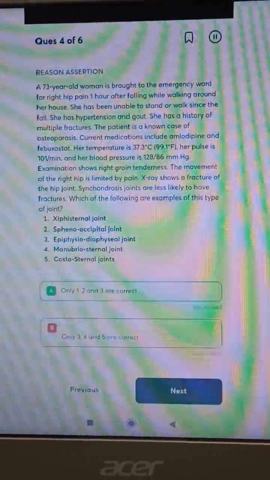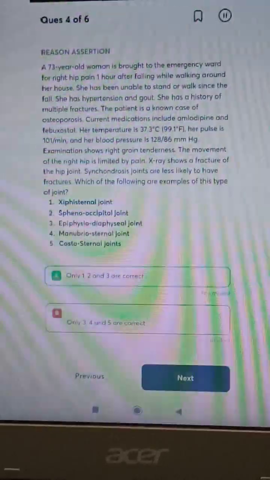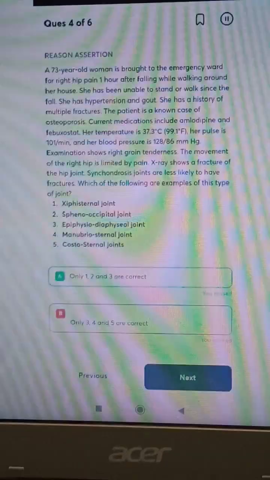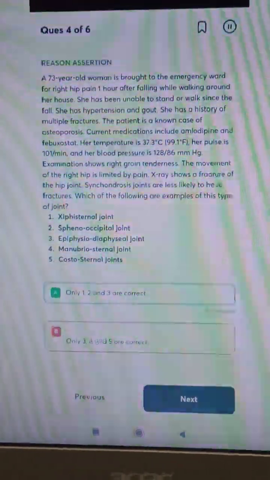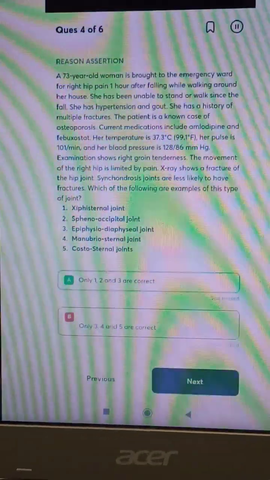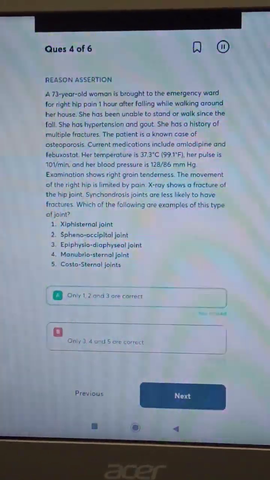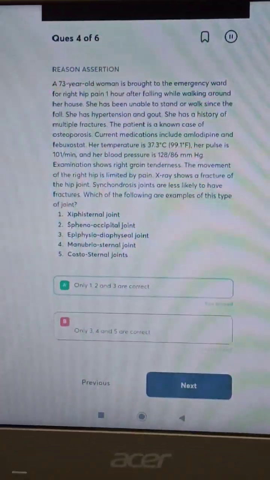Okay, actually first we need to know the type of joint of xiphisternal, spheno-occipital, epiphyseo-diaphyseal, manubriosternal and costosternal. After knowing the type, we'll decide what type of joint that is.